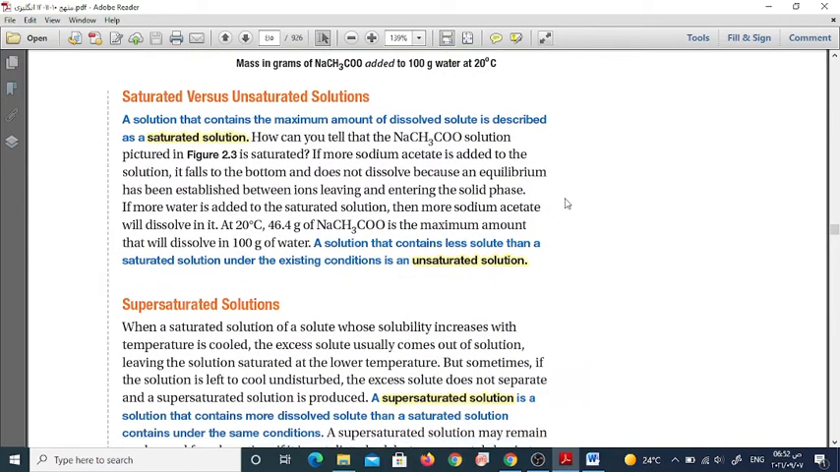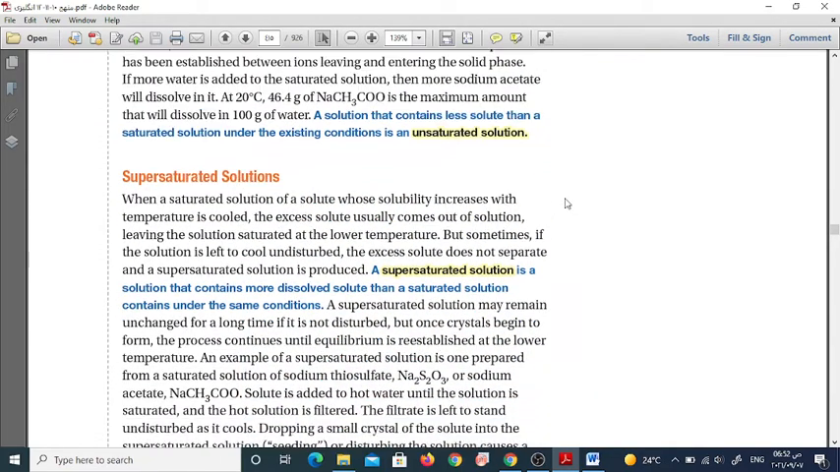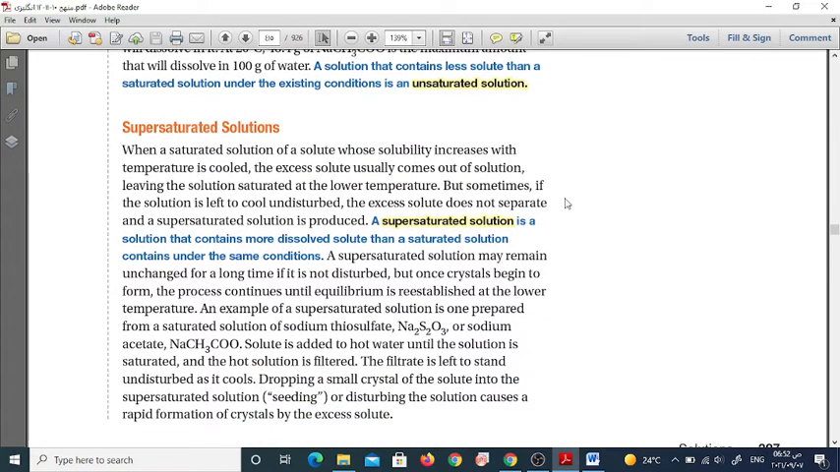In the case of a supersaturated solution, the solution contains more dissolved solute than a saturated solution under the same conditions. By conditions here, we mean the same temperature and pressure. If you have a larger quantity of solute dissolved in this solvent, more than in the saturated solution, this solution is called a supersaturated solution.